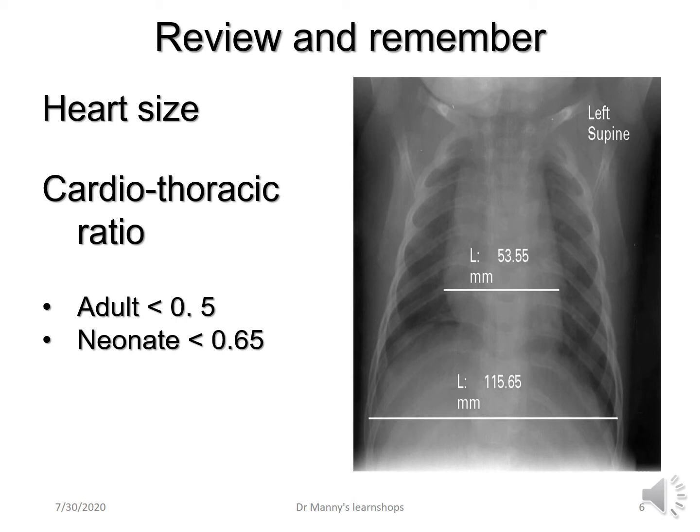There's an example of pediatric. Measuring the transcardiac diameter, measuring the transthoracic diameter, and then dividing heart into thorax diameter. It should be in an adult less than or equal to 0.5, and in a neonate less than or equal to 0.65.